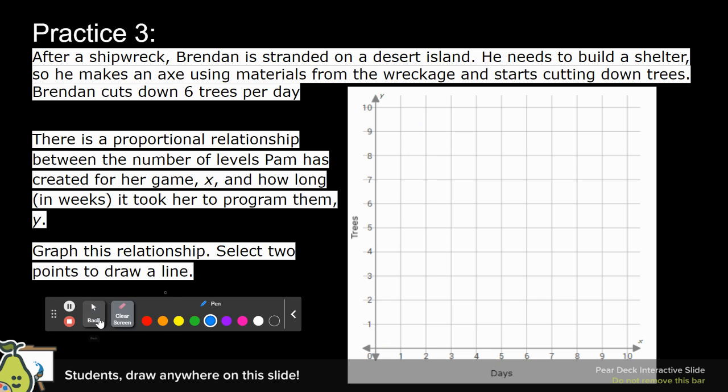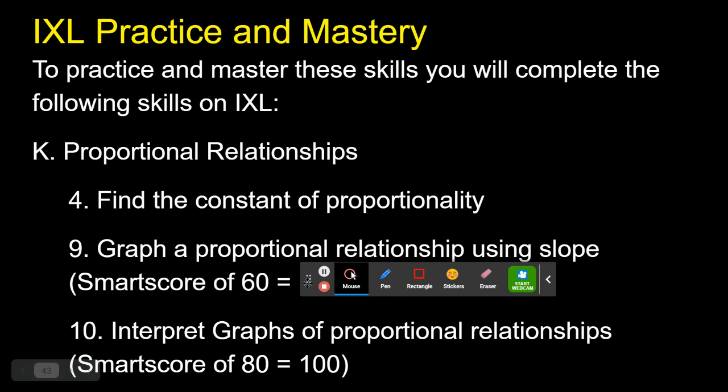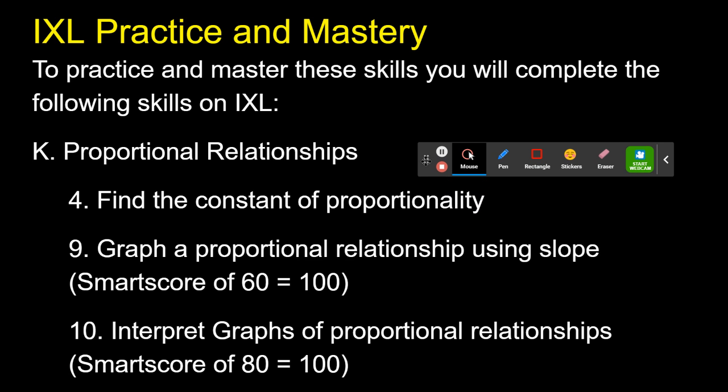All right, awesome. And that's what we've got for you today. To practice, here's what you're going to be working on in IXL. So K4, that's going to allow you to find the constant of proportionality. Okay, graph a proportional relationship using the slope given. That's what we just looked at there. And then this one here is what we looked at yesterday, interpret graphs of proportional relationships.